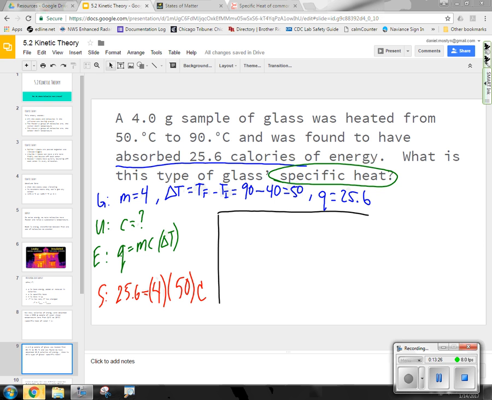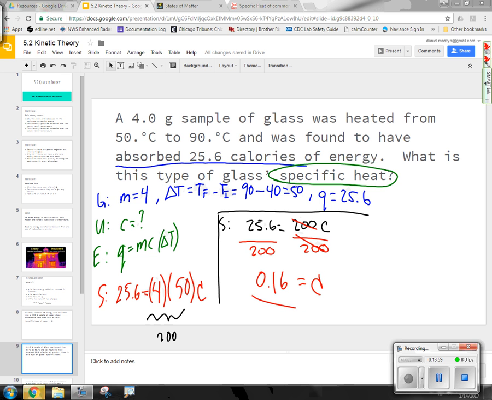So to solve this one, what we can do is we can say 25.6 is equal to, let's see, 4 times 50 I know is 200. That's just 4 times 50 times C. So if 25.6 equals 200C, if I divide each side by 200, I get C is equal to 0.16. So that's our answer. Let's see what type of glass that is.